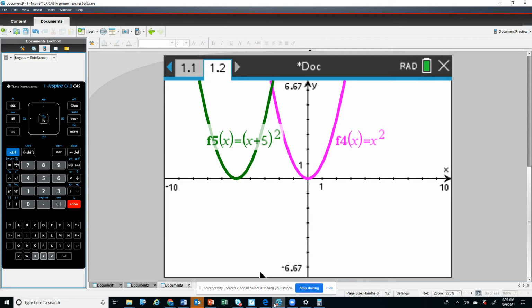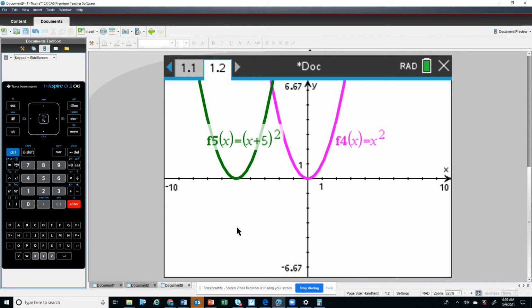Okay. What do you think is the x-intercept? All right. If you said -5, that is correct. There's one. It touched the x-axis at -5.